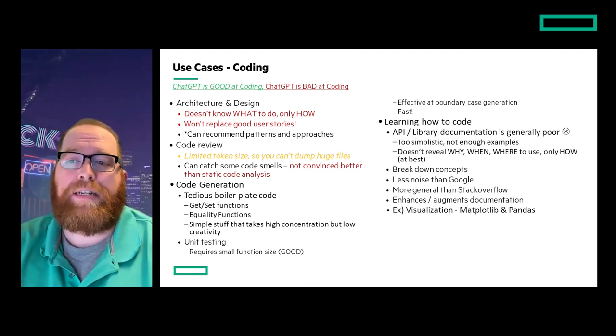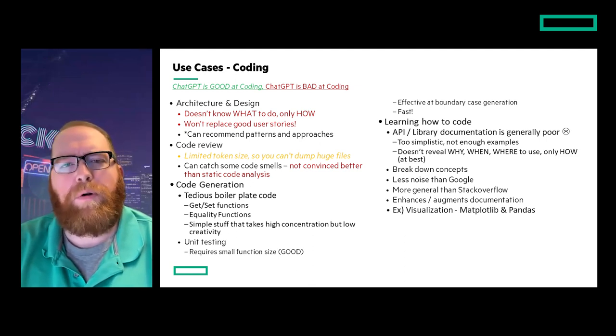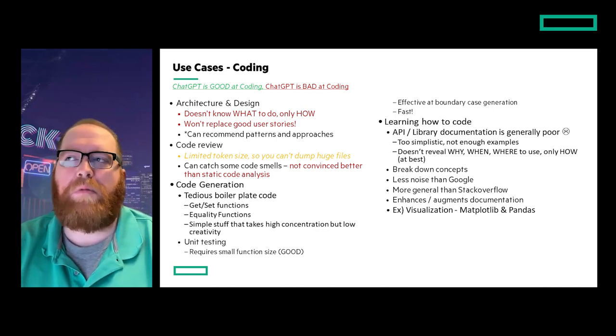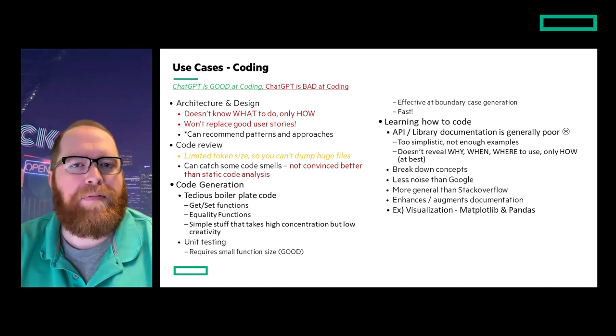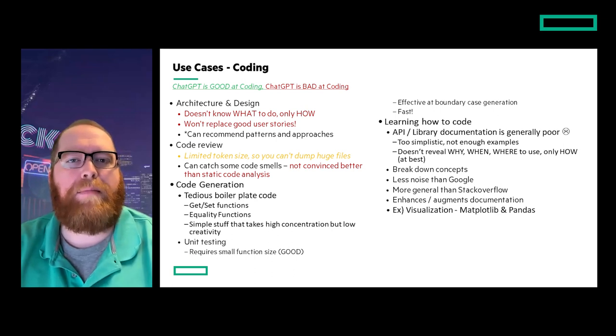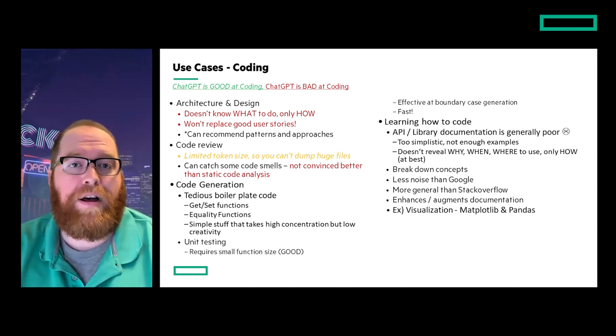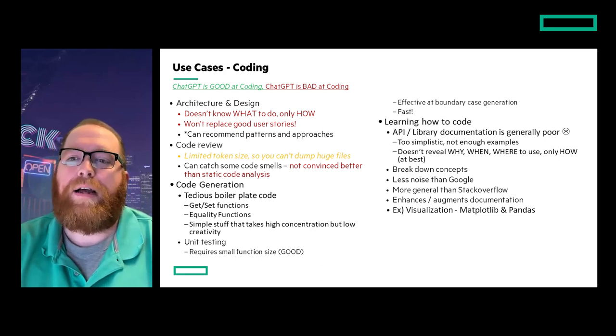I also use it for unit testing. And this does require that you have moderately small sized functions. A good rule of thumb in software development, of course, it depends on language, is that a function should probably be able to fit on a screen. It should probably not be more than 100, 200 lines long. And part of that is because we're trying to build shared mental models. And so if a function's 10,000 lines long, it's going to be pretty hard to follow.